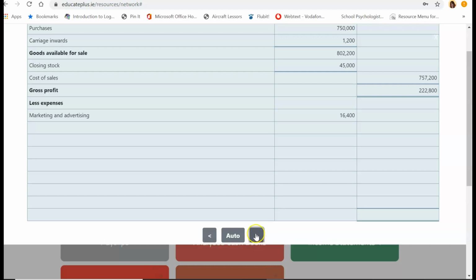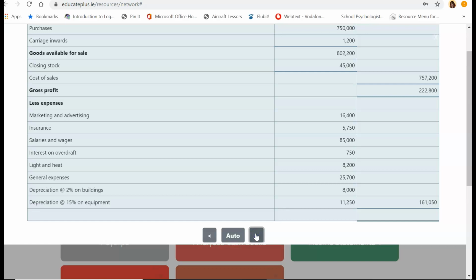Then we have insurance, 5,750. We have our salaries and wages, 85,000. We have the interest on the overdraft, 750. Light and heat, 8,200. General expenses, 25,700. And then we also have to deal with the depreciation.